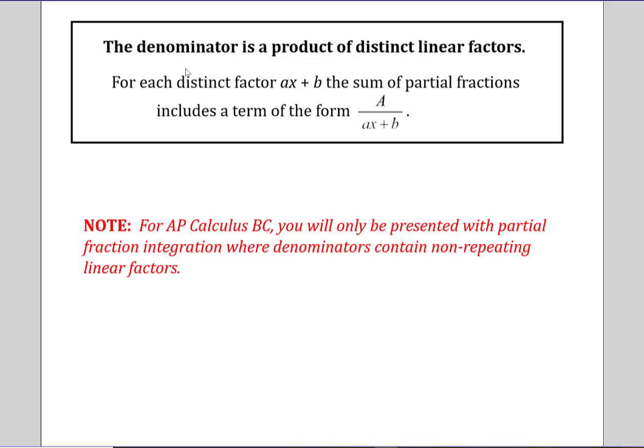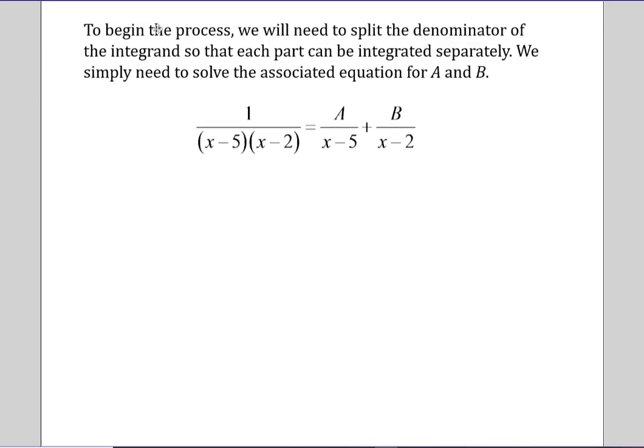The denominator is a product of distinct linear factors. For each distinct factor in the form of ax plus b, the sum of the partial fractions includes a term in the form where there's a constant in the numerator and that factor in the denominator. So just a special note here, for the BC exam, you're only going to be presented with partial fraction integration where the denominators contain non-repeating linear factors.